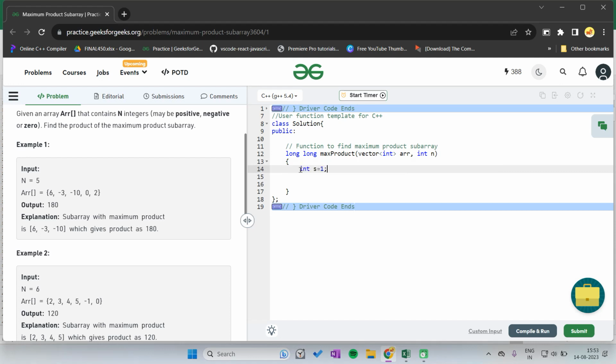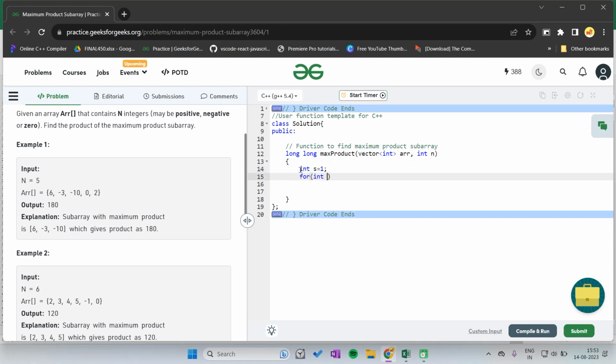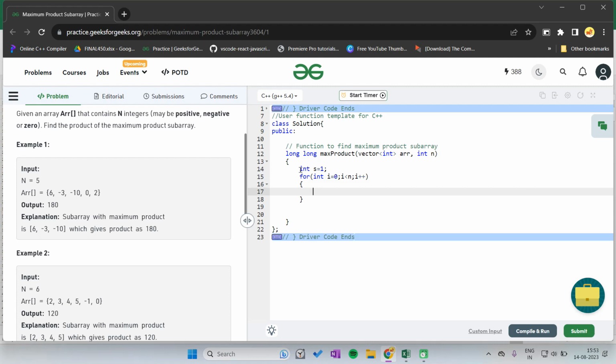So I'm saying let's iterate over all the values of the array: i equal to 0, i less than n, i plus plus. I'm just saying s equal to s multiply arr of i, so I multiply all the values of the array. For this example, I multiply 6 into 1, then 6, then 6 into minus 3 is minus 18, and so on.